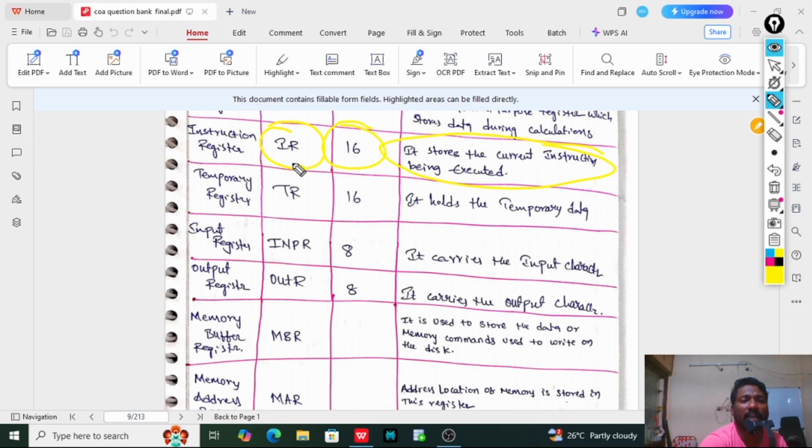Okay, and TR is the temporary register, which is 16-bit. It holds temporary data. While doing a process or calculations, we will get many temporary values. Those temporary values will be stored in this temporary register, and after the calculation, once we get the result, this will be erased. INPR means input register, which has 8-bit capacity and carries input characters. And next, the output register, which has 8-bit capacity and carries output characters.